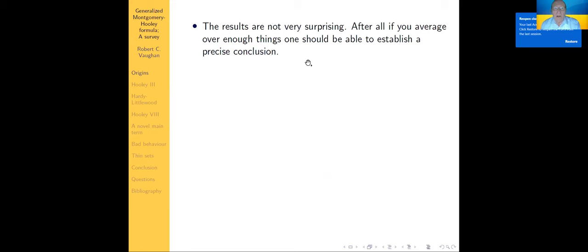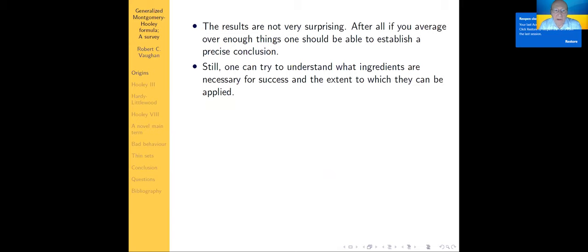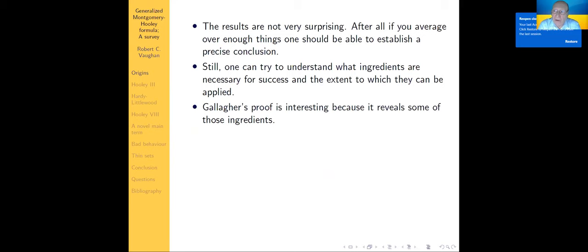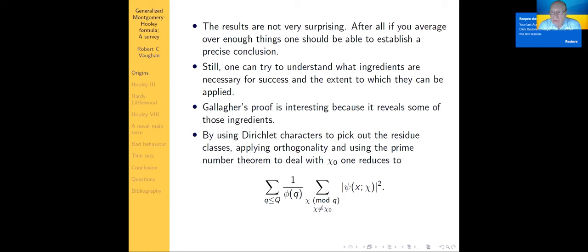So I made this comment already, and the results are not very surprising. I want to look at what ingredients are necessary in order to achieve a result of this kind, and then see to what extent they could be applied in other circumstances. If you look at Gallagher's proof of the upper bound rather than the asymptotics, this is a well-known proof. I think most people in the area are very familiar with it. It reveals two of the basic ingredients very succinctly.